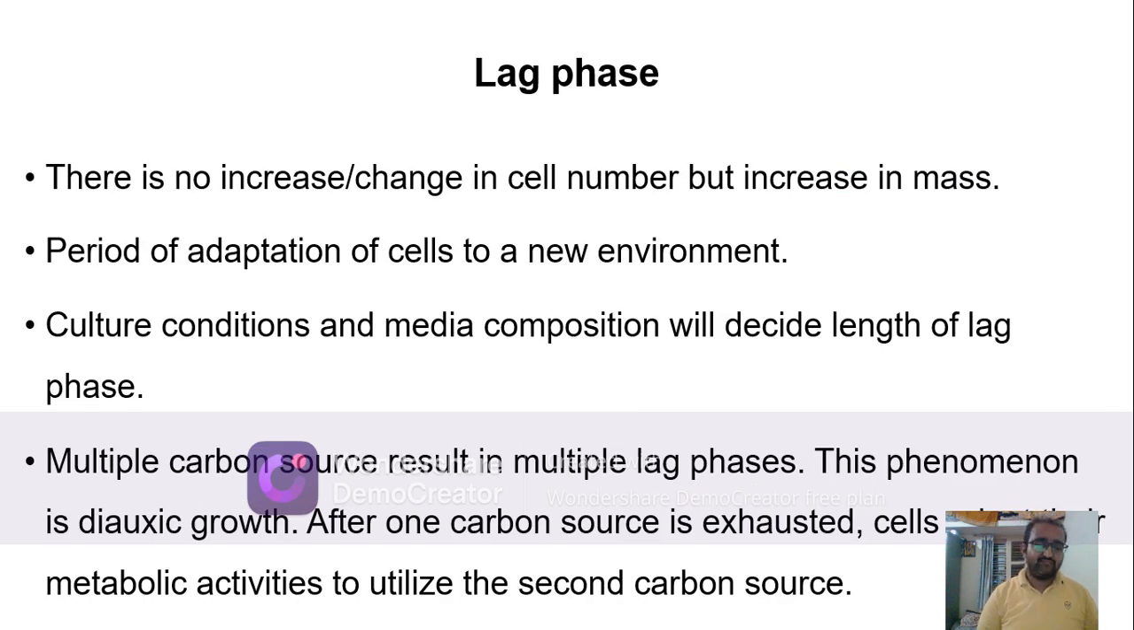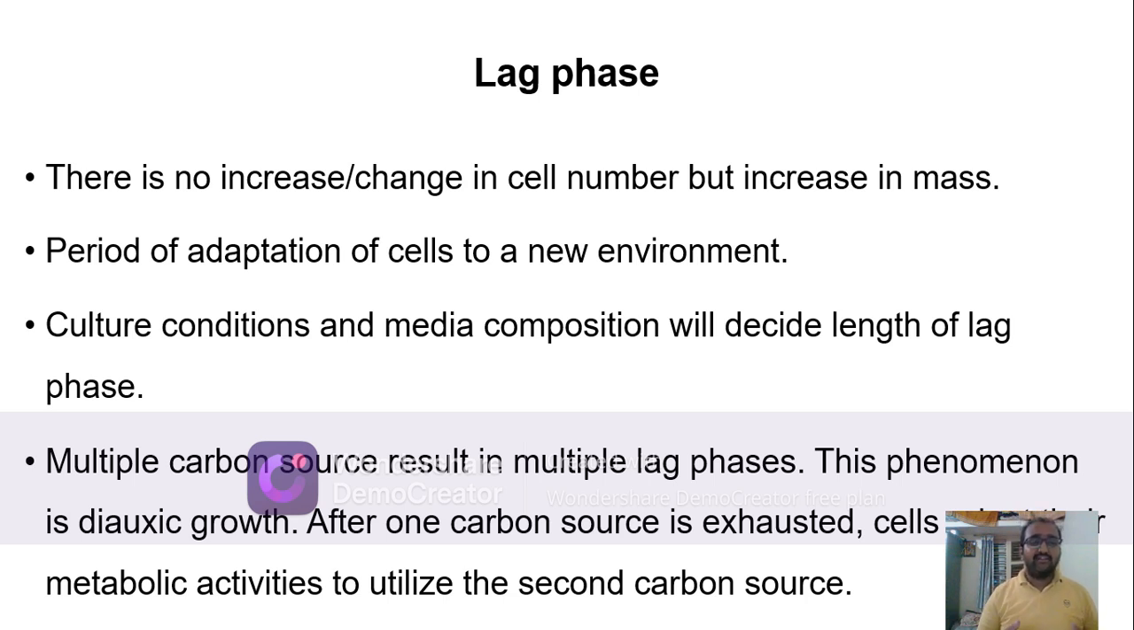In the lag phase, there is no increase in cell number, as I said earlier, but there is an increase in mass, because there is no division but there is uptake of nutrients at a lower rate. It is a period of adaptation of the cells to the new environment. Temperature, media composition and pH should all adjust so that the cells grow properly at optimal conditions. So the culture conditions and the media composition decide the length of the lag phase.